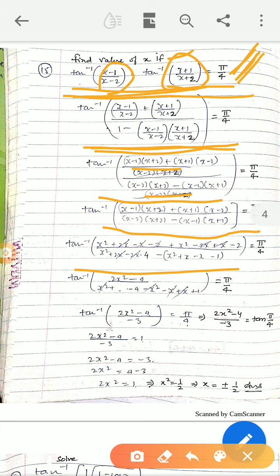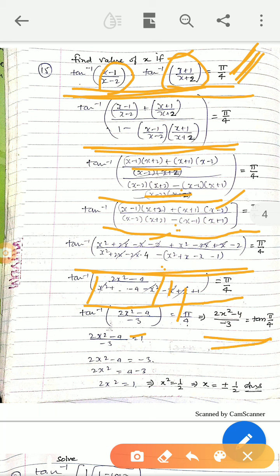Now you multiply the numerator, you have to open the brackets. Keep in mind that a minus sign is given here, so you keep a bracket here, and this will cancel, and the remaining portion you will get. Now here also x and x cancel, x square and x square also cancel, minus 4 and plus 1 you get, that is minus 3 in the denominator. In the numerator you have 2x square minus 4.